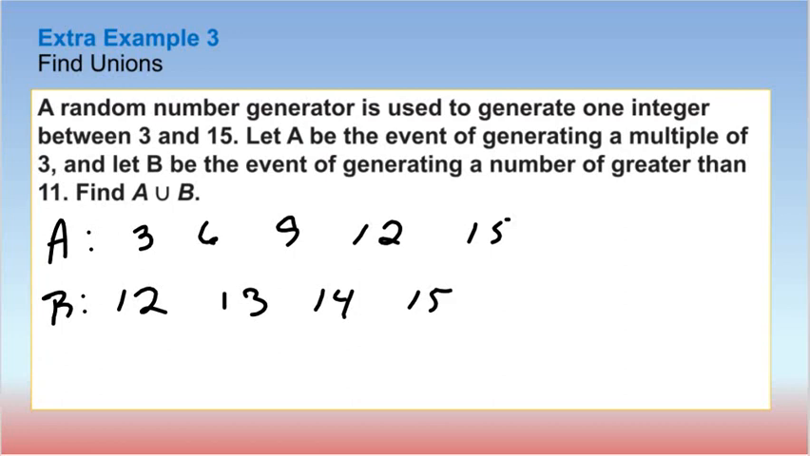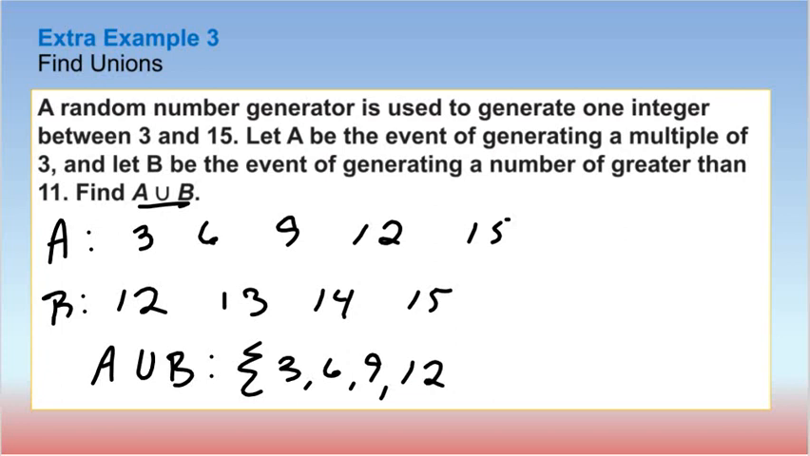So now let's find the union. So A union B. So I have to list all of the numbers that I have up here. So that's 3, 6, 9, 12, 13, 14, and 15. That would be my sample space for finding the union of those 2 events.